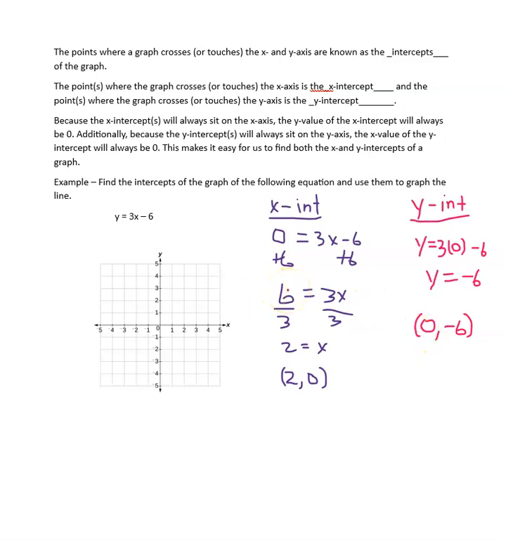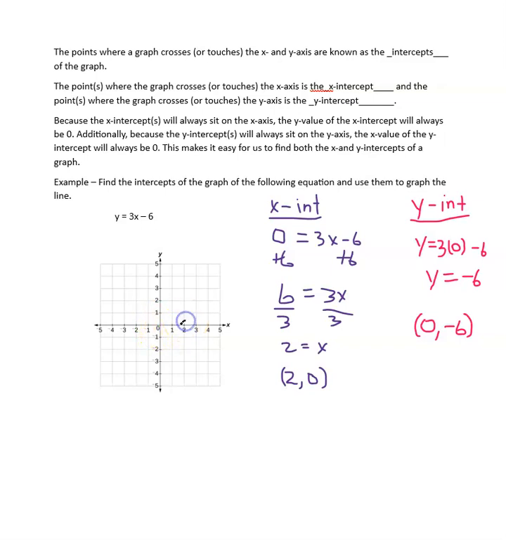So now that we have found both the x and the y-intercepts, we can find the graph of the equation by plotting our intercepts and connecting them with a straight line. Because remember, any linear equation is going to have a graph that is a straight line. Linear, line, you can kind of see where the name comes from.